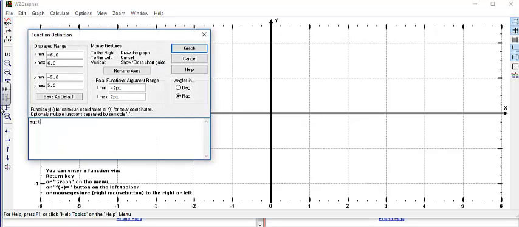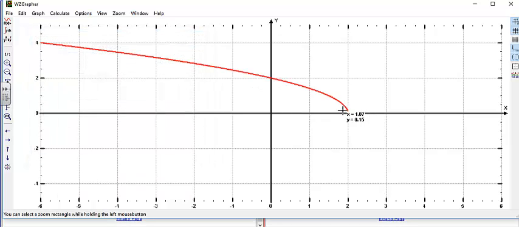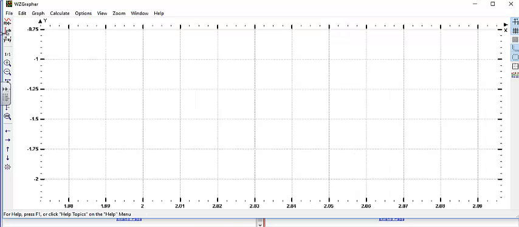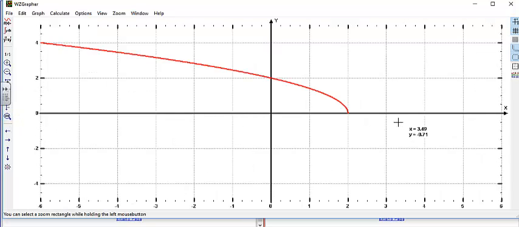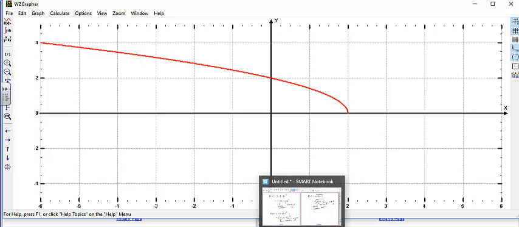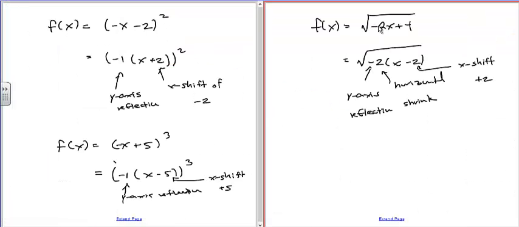So let's graph the square root of -2x plus 4, and there you see. The x shift is correct, and the reflection around that line is appropriate too. So you can see that if you didn't factor out this negative sign or the 2, you would get two things wrong. You'd get the shift wrong, not only the sign, the direction, but also the magnitude.